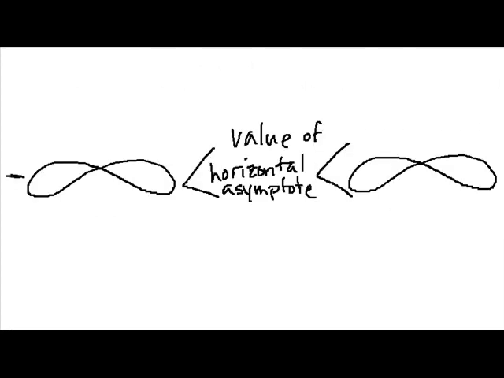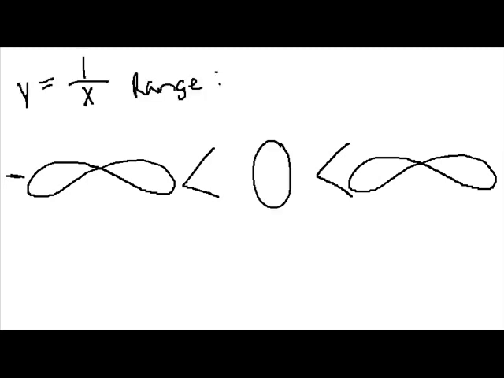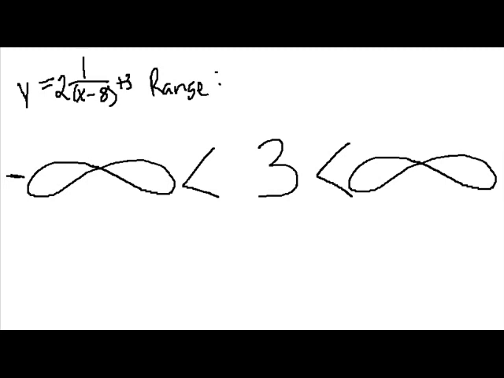Therefore, range is shown like this. Negative infinity is less than the value of the horizontal asymptote, which is less than infinity. So the parent function's range is negative infinity less than 0, which is less than infinity. The changed function is negative infinity less than 3, which is less than infinity.